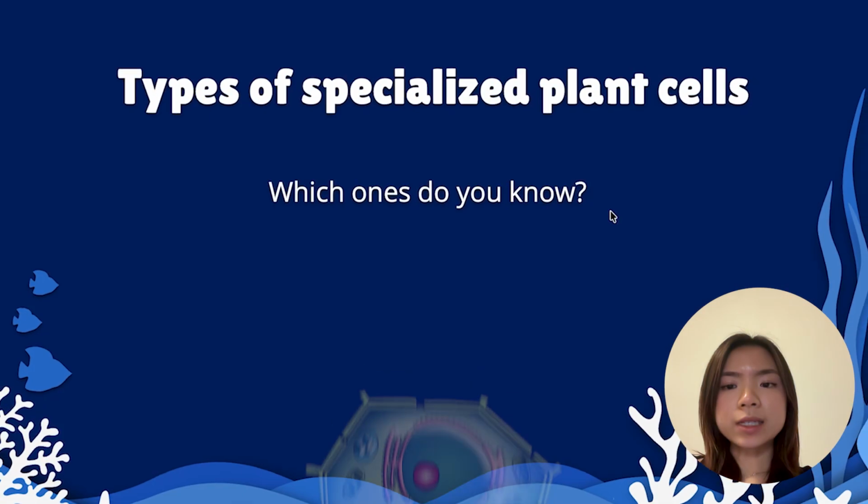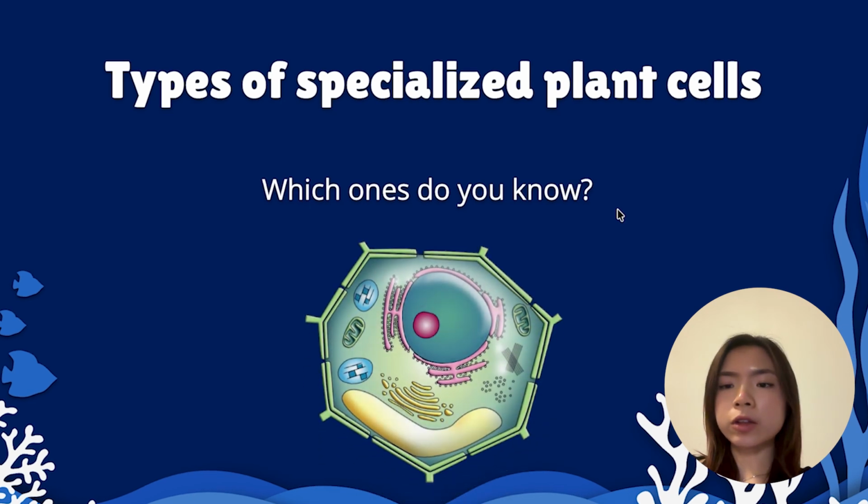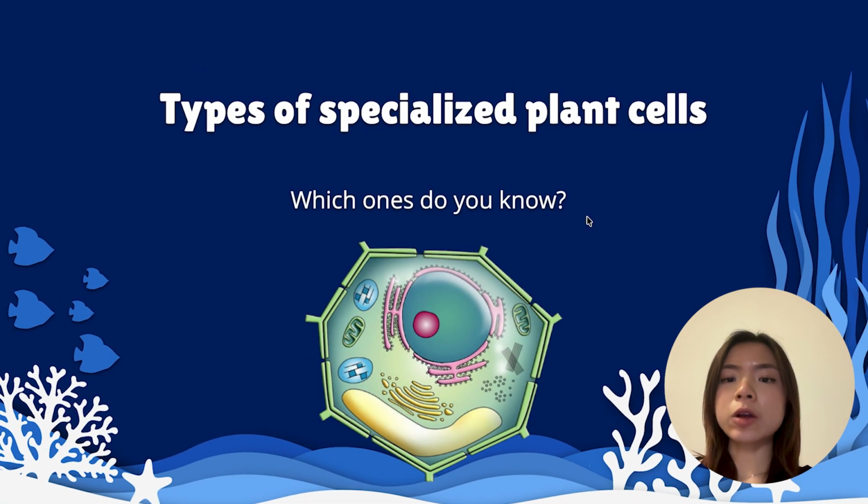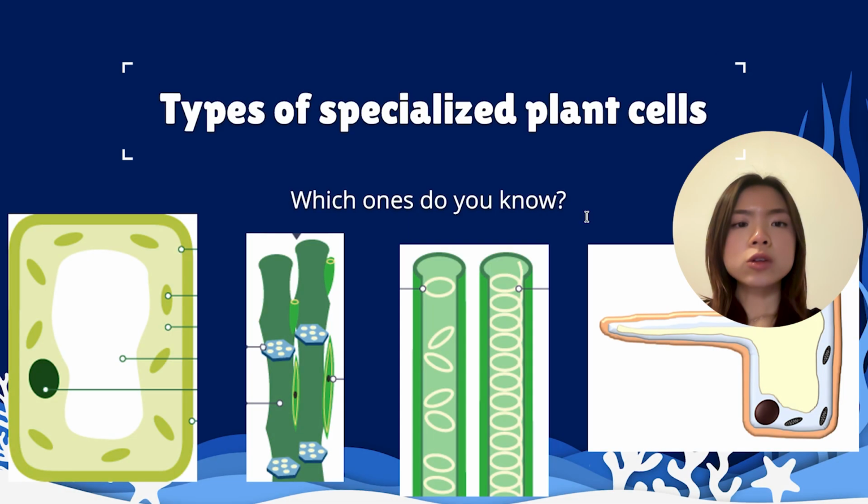So, animals are not the only organisms with tissues and organs. Plant cells are also another type of organism that have specialized cells, and their needs are different to those of animals and humans. Therefore, their specialized cells are different to animals and humans. So, which types of specialized plant cells do you know?